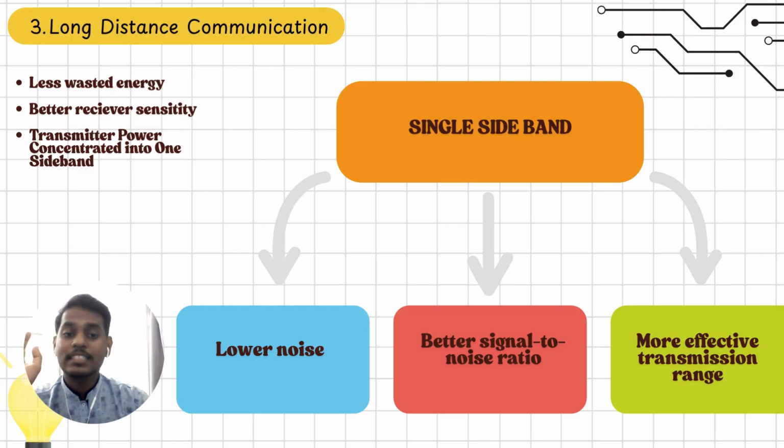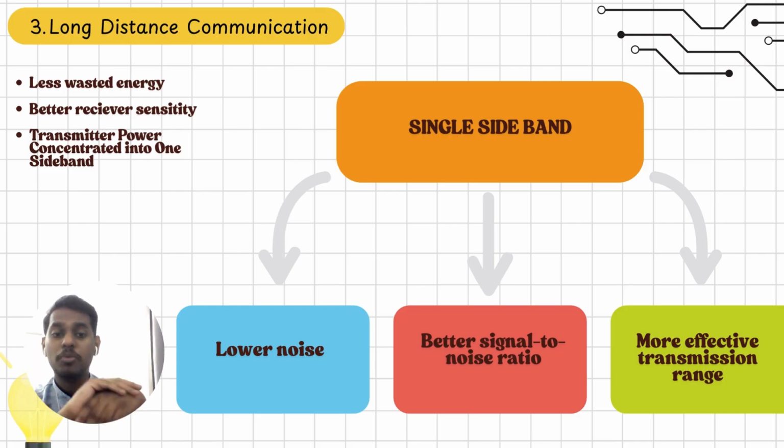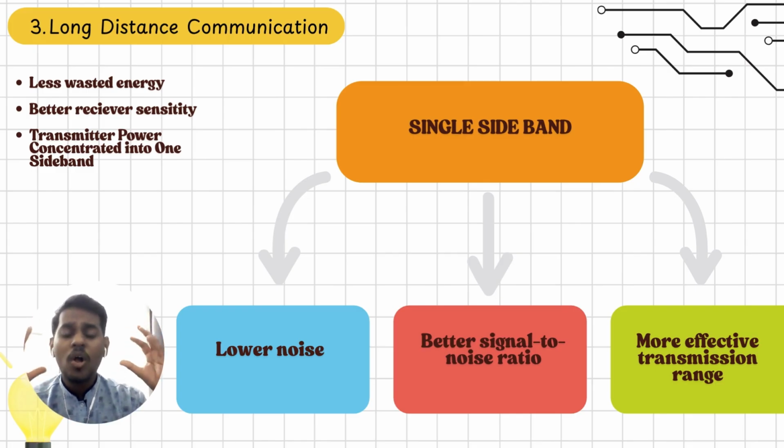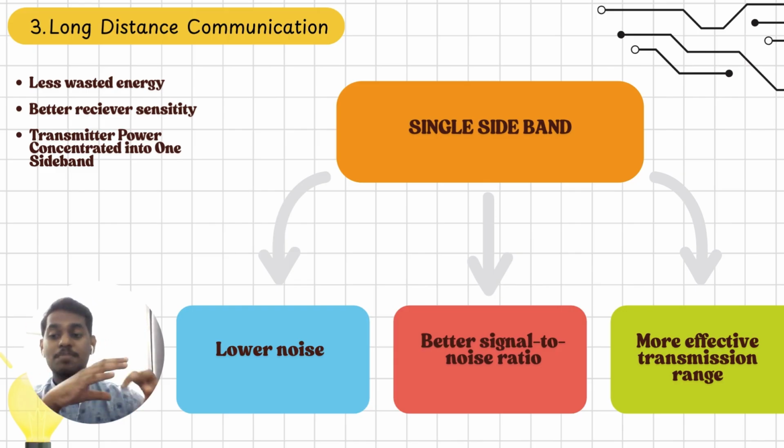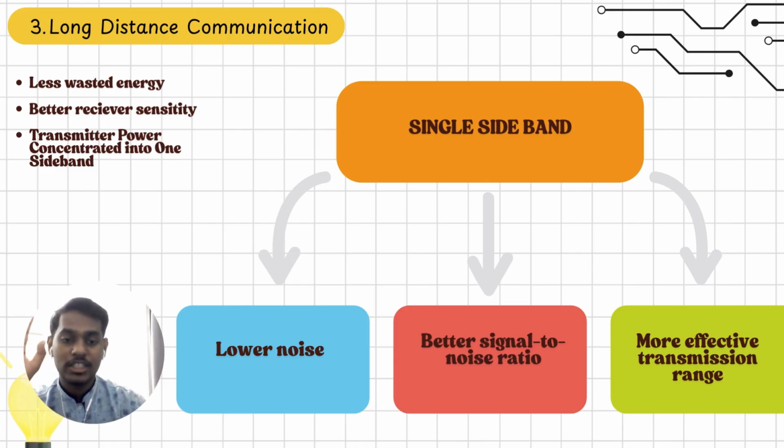The third one is transmitter power concentrated into one sideband. Instead of dividing the power between the carrier, upper sideband and lower sideband like conventional AM, SSB places almost all the available power into one single sideband. This means the useful information is transmitted with greater efficiency.